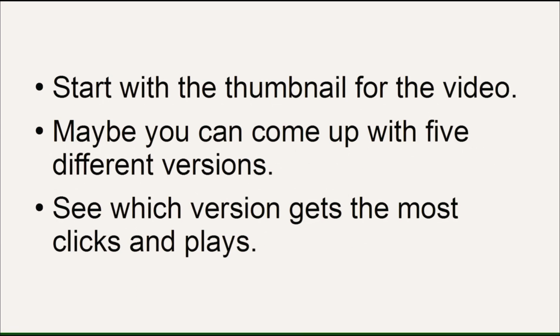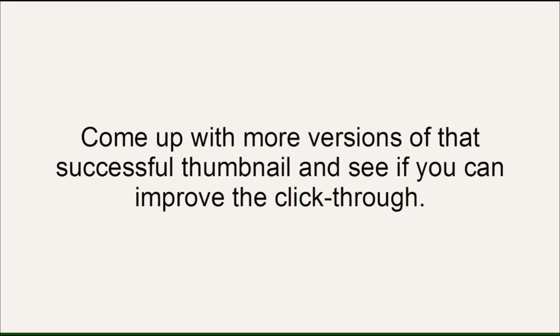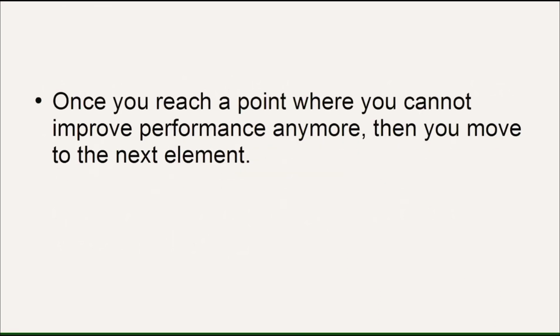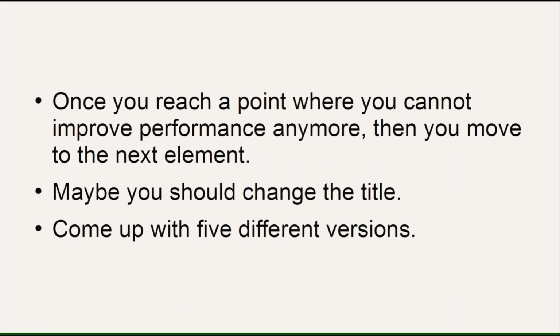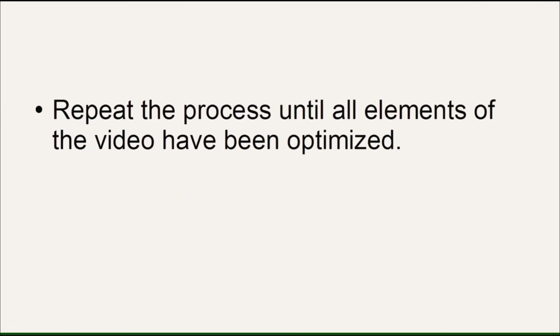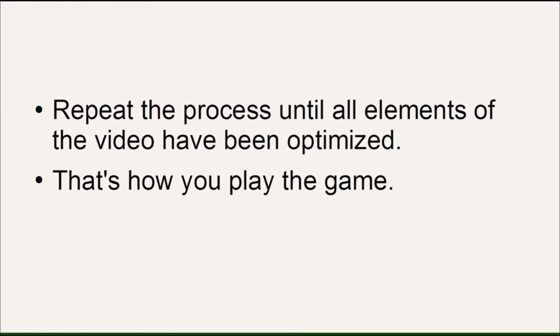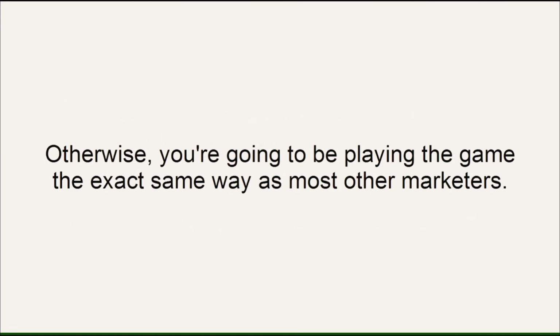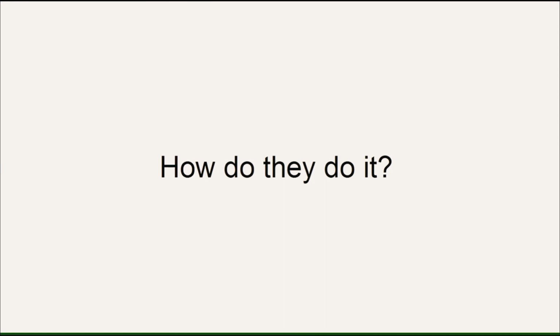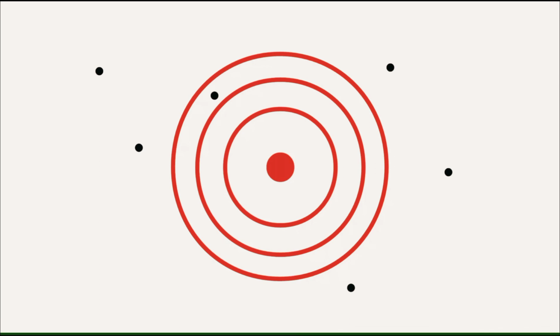See which version gets the most clicks and plays. Come up with more versions of that successful thumbnail and see if you can improve the click-through. Once you reach a point where you cannot improve performance anymore, then you move to the next element. Maybe you should change the title. Come up with 5 different versions. Repeat the process until all elements of the video have been optimized. That's how you play the game. That's how you increase your profitability. Otherwise, you're going to be playing the game the exact same way as most other marketers. How do they do it? They just take shots in the dark. Last time I checked, that's a lousy way to get a bullseye.